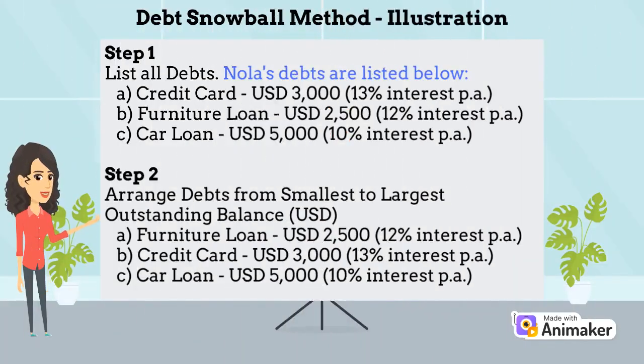When using the debt snowball method, the first step involves listing down all your debts by dollar or Kenya shilling amount. The second step involves arranging the debts from smallest to the largest outstanding balance.